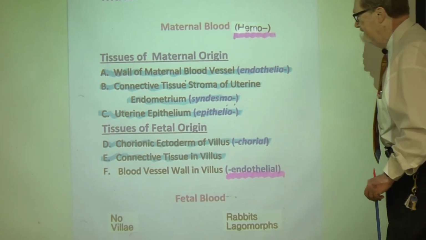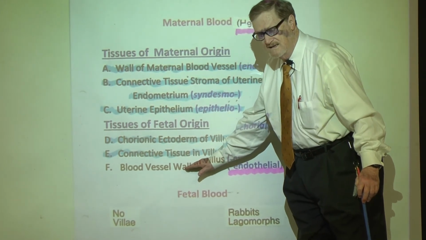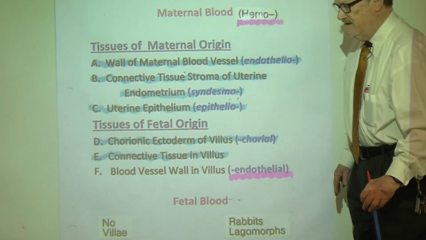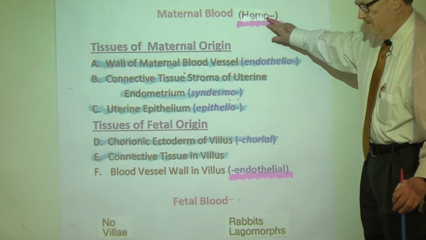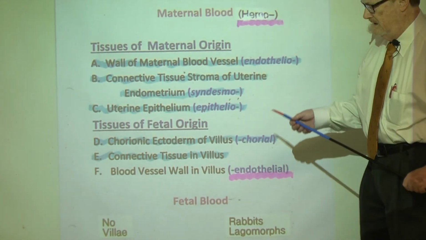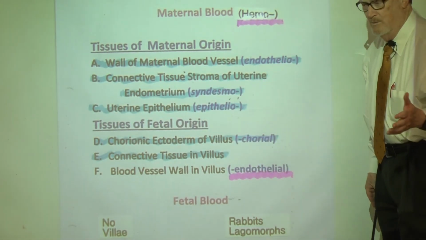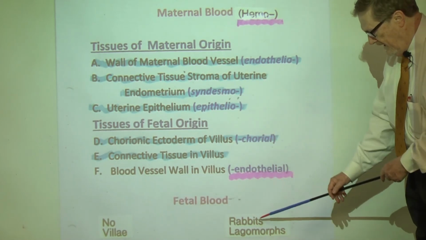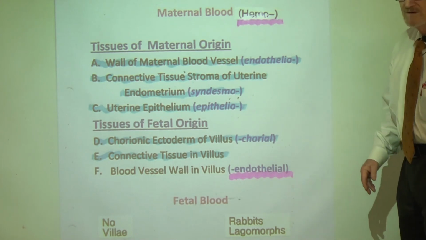Nothing but the wall of a fetal blood vessel, that's its outer fetal tissue, is in contact with no tissues of mama, only her blood. So this one doesn't have a villus. We can't say that it has a disc of villi or a band or something. There's no way of naming this particular thing. It's found in rabbits and lagomorphs. A lagomorph is a rabbit.